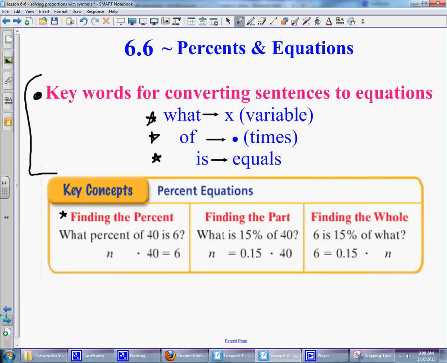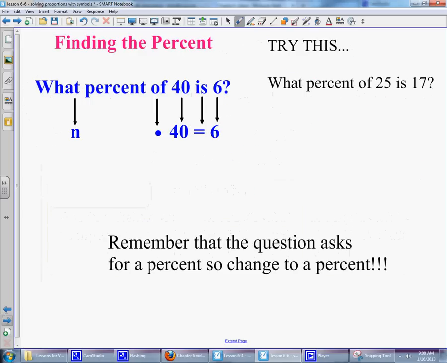The second kind is finding the part. What is 15% of 40? And then the third one is finding the whole. 6 is 15% of what number? Now we're going to go through each of these three sections in the next three slides, so you don't have to copy this part down, but make sure that you copy this part in your notes.